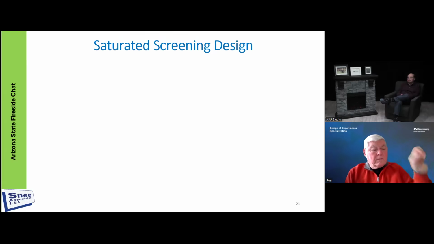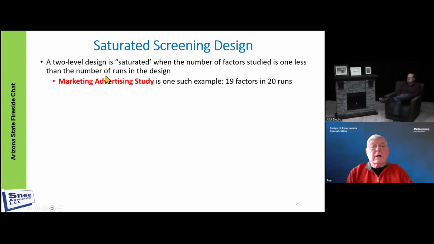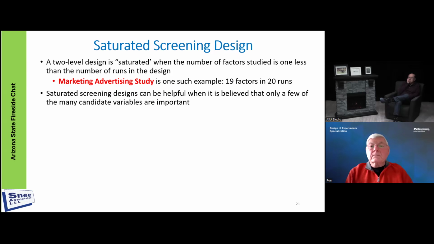Now, another aspect of using screening designs is, are they saturated? What do we mean by saturated? It means that you have as many factors as runs. Actually, it's one less than the number of runs. Now, in the marketing advertising study that I just showed you, there were 19 factors in 20 runs. And they're really helpful when it's believed there's only a few factors that are going to have any effect.